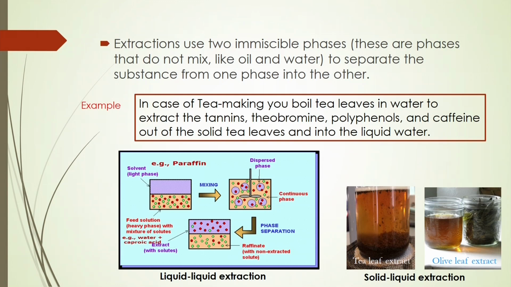You can extract some useful compound from the solid material, that will be called liquid solid extraction or solid liquid extraction. Like that, if you think about tea making, there you boil tea leaves in water to extract the tannins, theobromine, even polyphenols and caffeine out of the solid tea leaves and into the liquid water. So, here that is called solid liquid extraction.